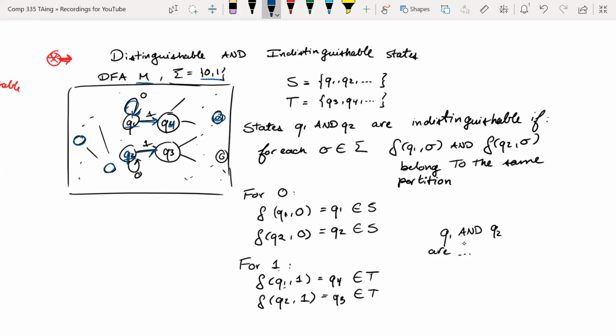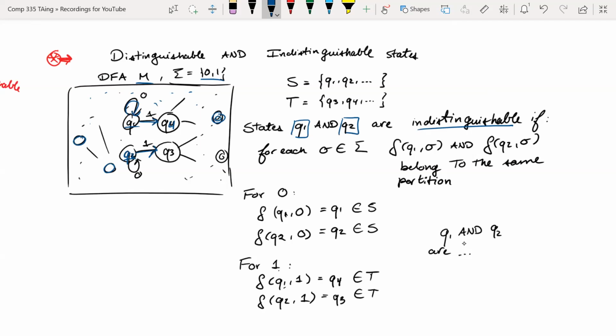So that's my setup. I don't really care what else is in my DFA. I'm only focused on the pair Q1 and Q2. And the question is, I want to know whether the states Q1 and Q2 are indistinguishable or distinguishable, okay?